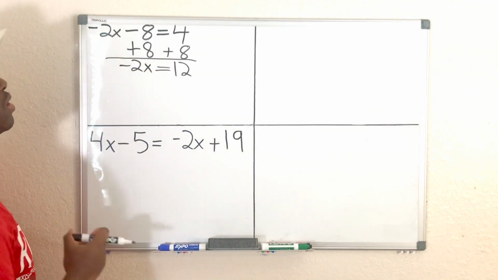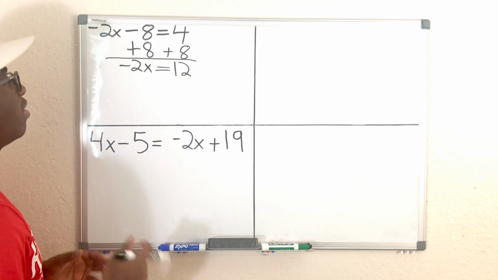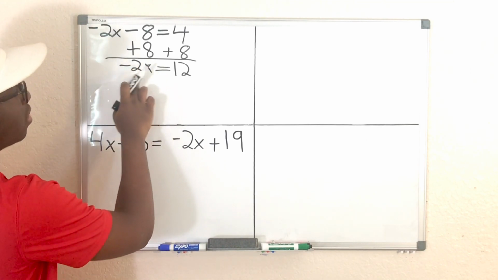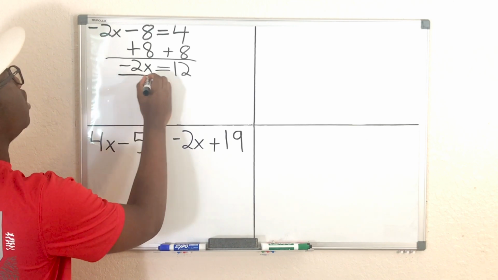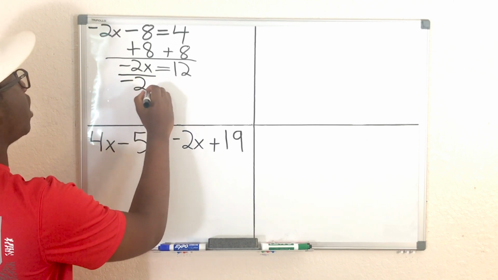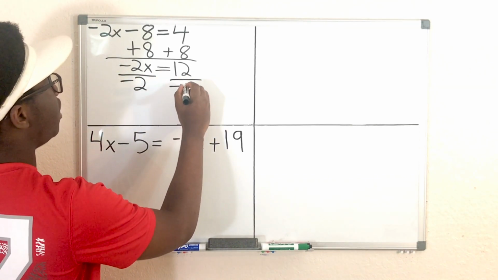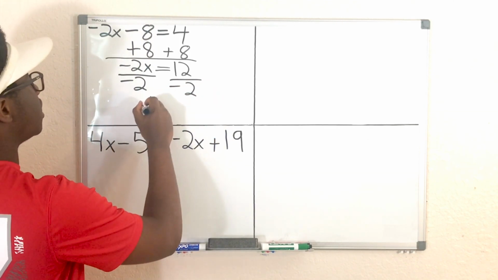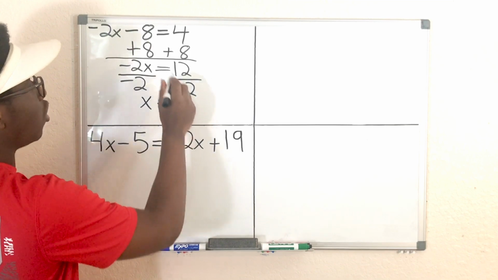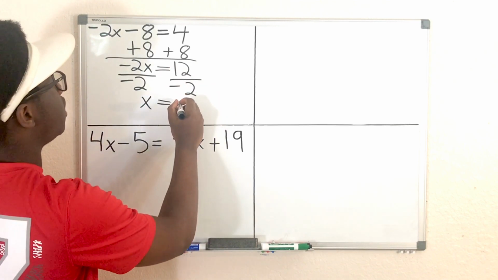Now that we have negative 2x is equal to 12, we have to divide by everything else to the left of x. So we have negative 2. We're not dividing by 2, we're dividing by negative 2. After we do that, we get x is equal to 12 divided by negative 2, which is negative 6.